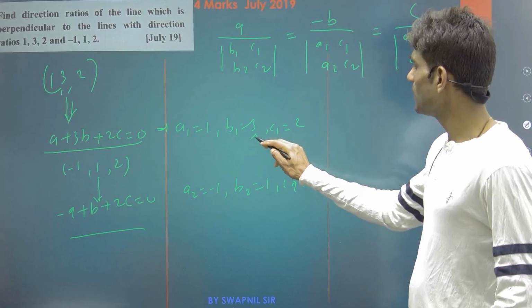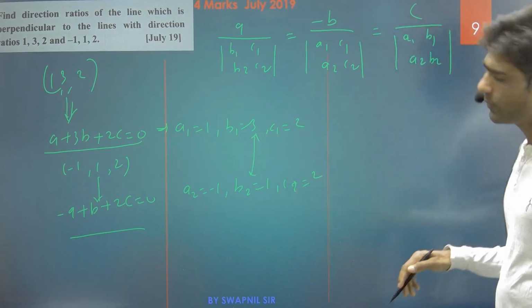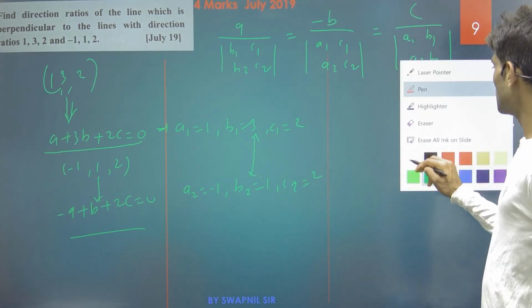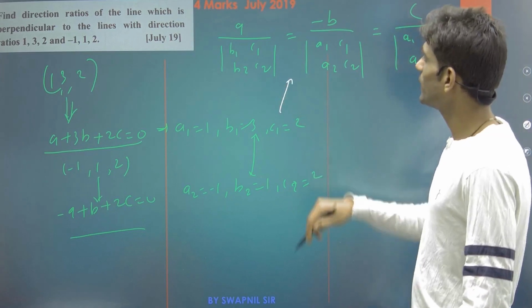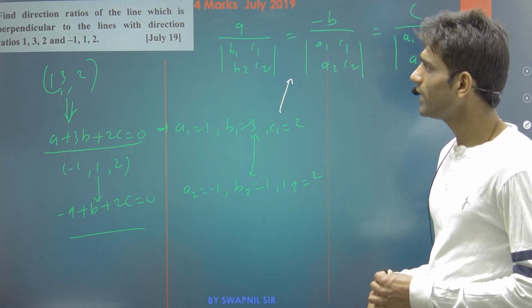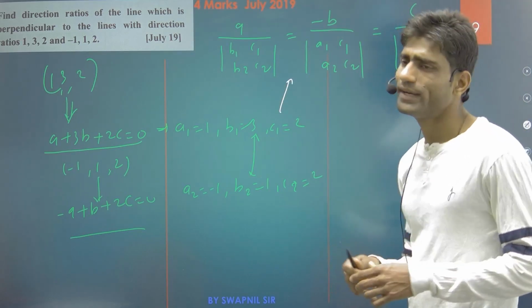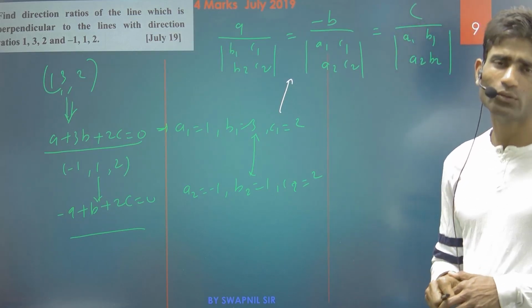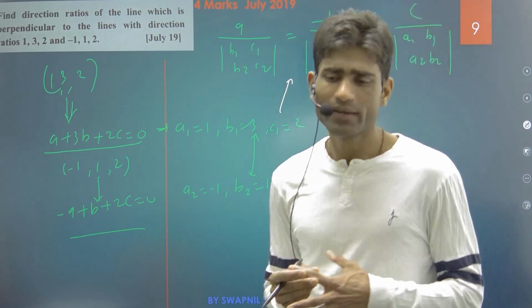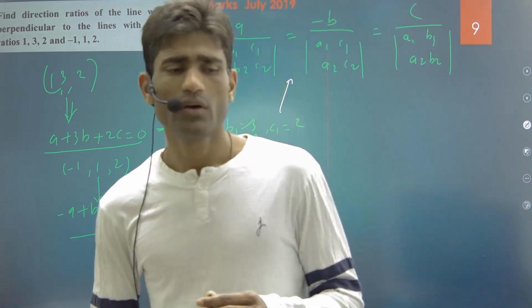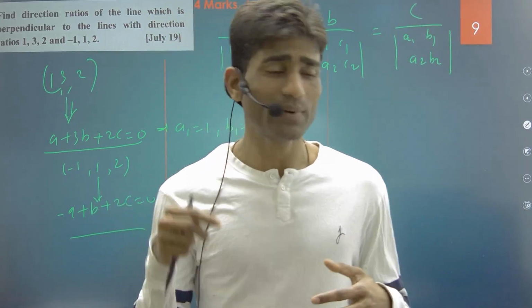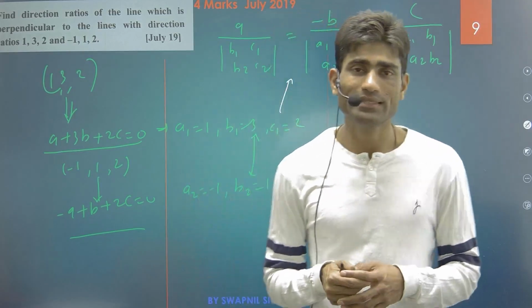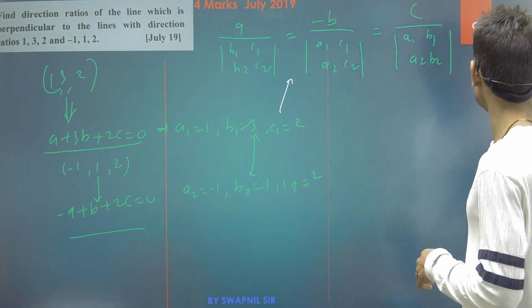Substitute these values in our given standard form, then you will get the required answer. This question was asked in our July 2019 board exam for 4 marks. A similar type of question we have already solved, so I kept this example for your homework. Solve this example and let me know the answer in my comment section. Now let's move on to the next example.